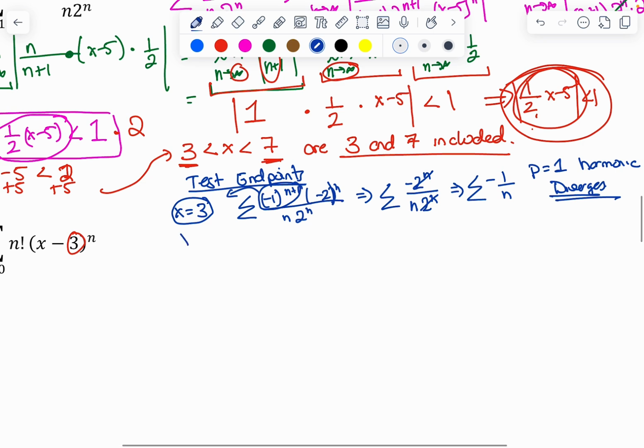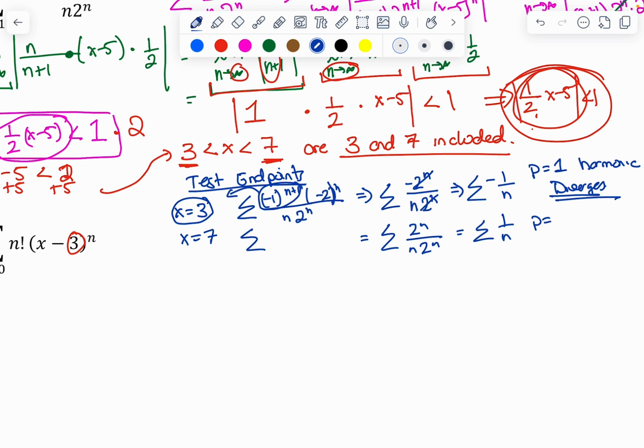You test 7. You end up with, I'm going to remove the alternator right off the bat, and when you plug in 7 minus 5, you end up with 2^n, positive, over n·2^n, which again is just going to be 1 over n. This is p equals 1, which also diverges because it's harmonic. So this tells us that 3 and 7 are not included.